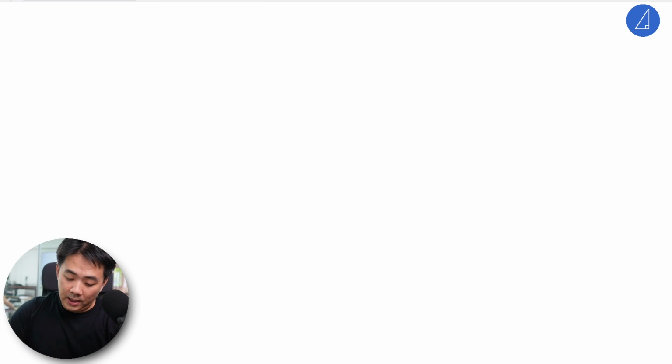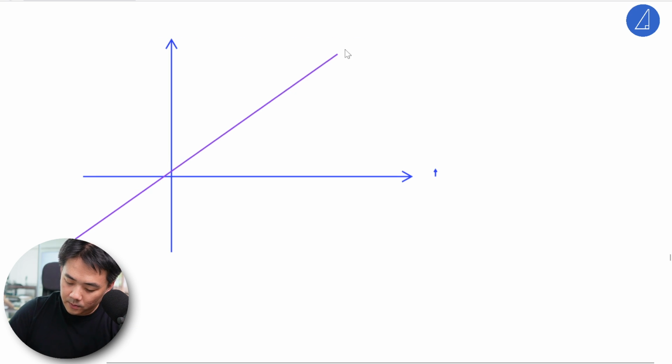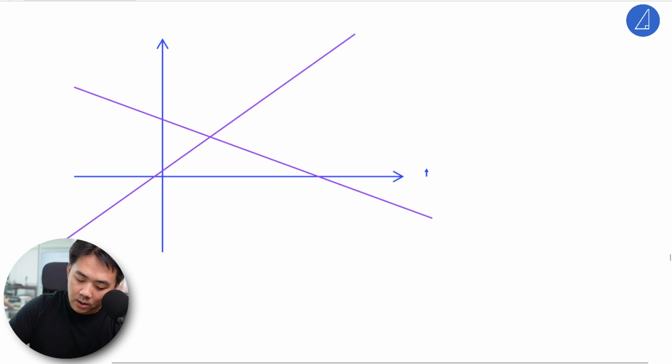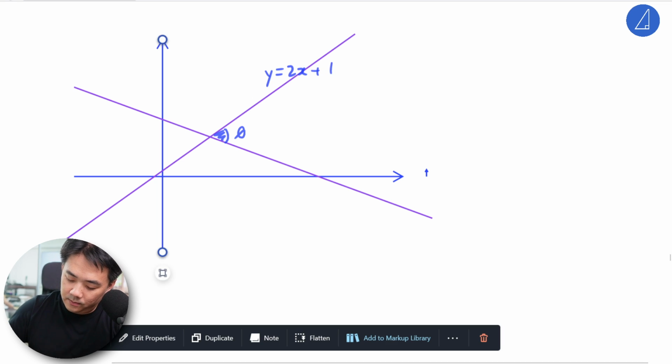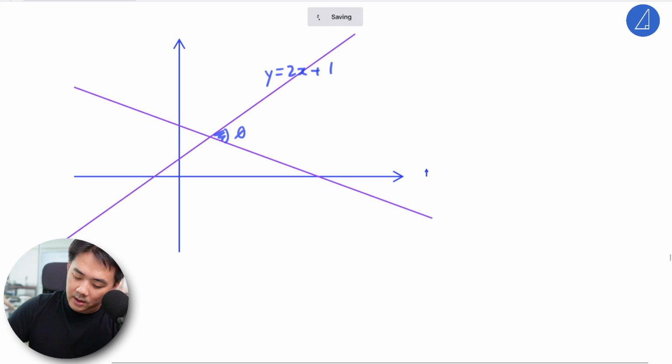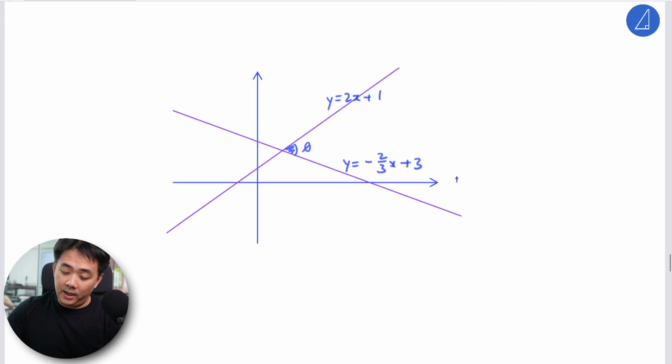Okay, another type of question they like to ask is this one. They give you a line equation, give another line equation. They ask you the angle between them. Okay, so say this is y equals 2x minus 1 plus 1. And this one is, say, y equals negative 2 over 3 x plus 3. Okay, they ask you to find the angle between them.